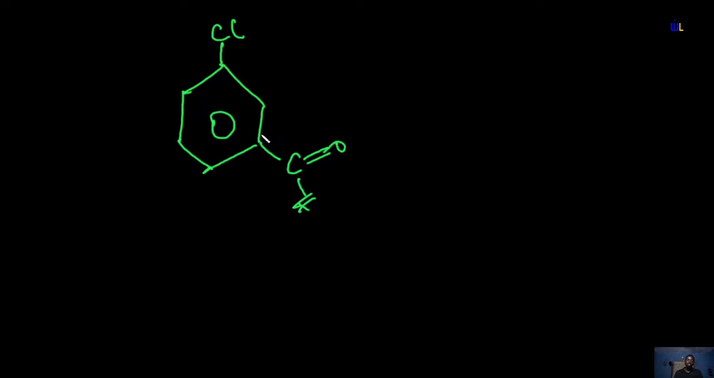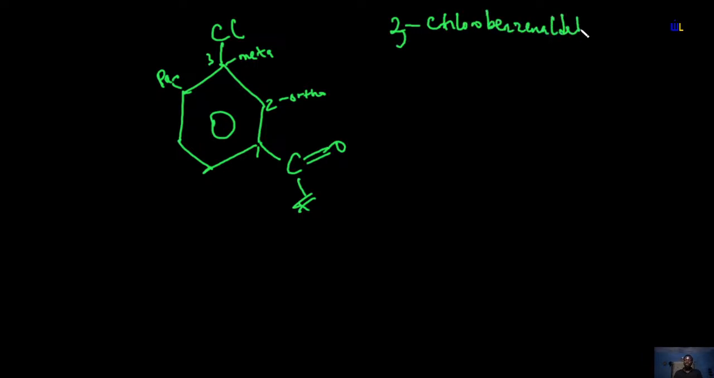Now, as you know, this is 1. We will count anti-clockwise, 2 and 3. Remember, this is ortho, this is meta, and this is para, basically. So just have that in mind, that 1,2 is ortho, 1,3 is meta, 1,4 is para. So if we are naming, the first name for this compound is going to be 3-chlorobenzaldehyde. Okay, that's the first name.